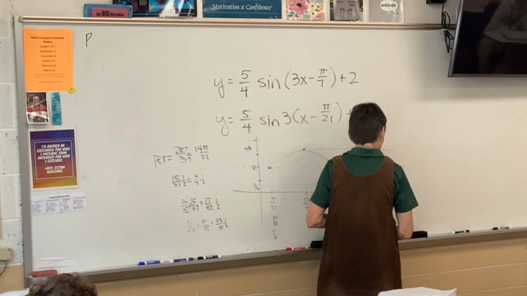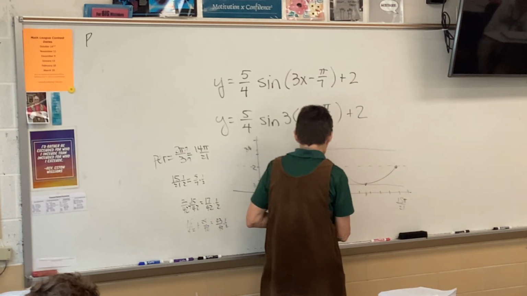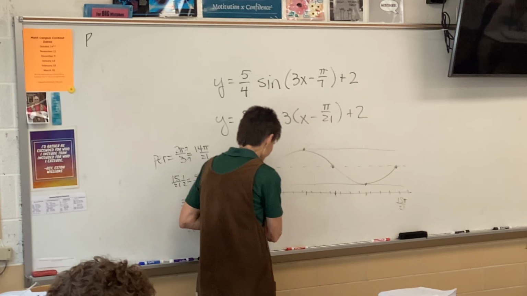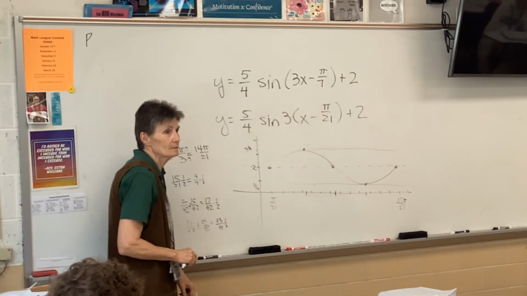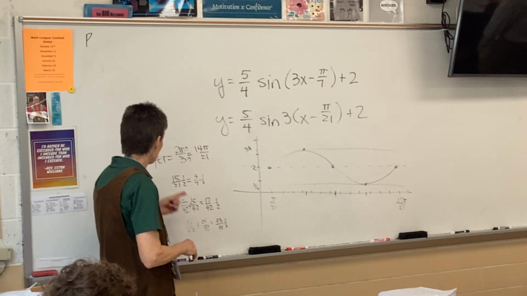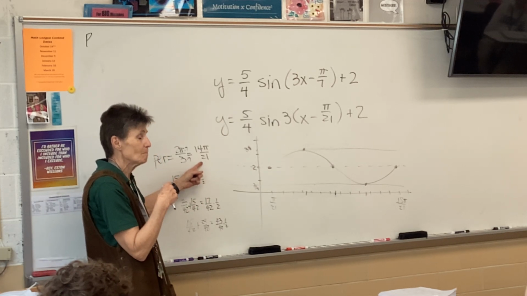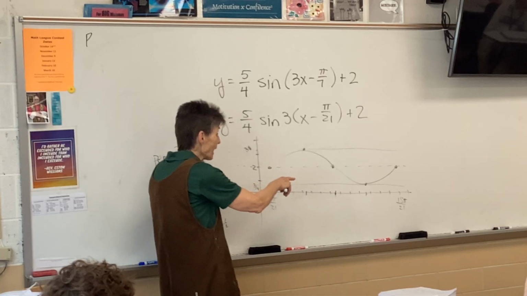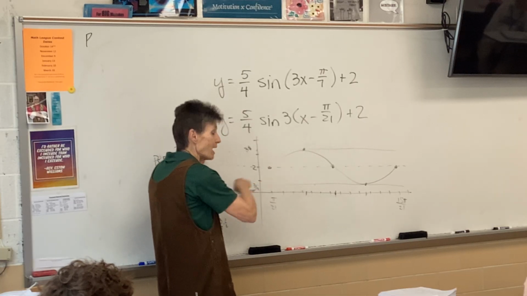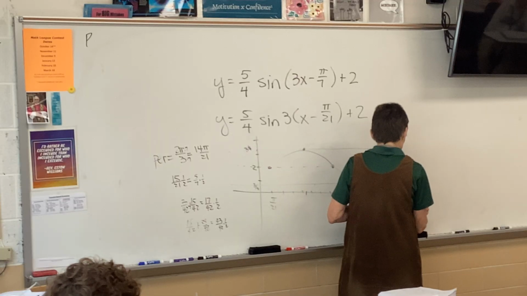Oh no. Oh, did you see what I did? What did I do? I said my period was 14/21s, which is right, but I had it marked 14/21s, but it's not 14/21s, it's actually 15/21s.